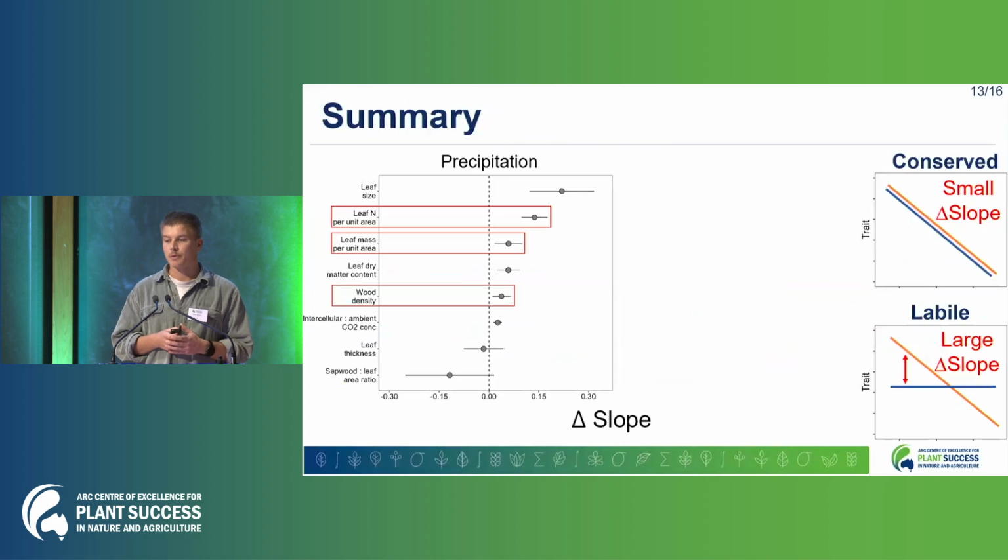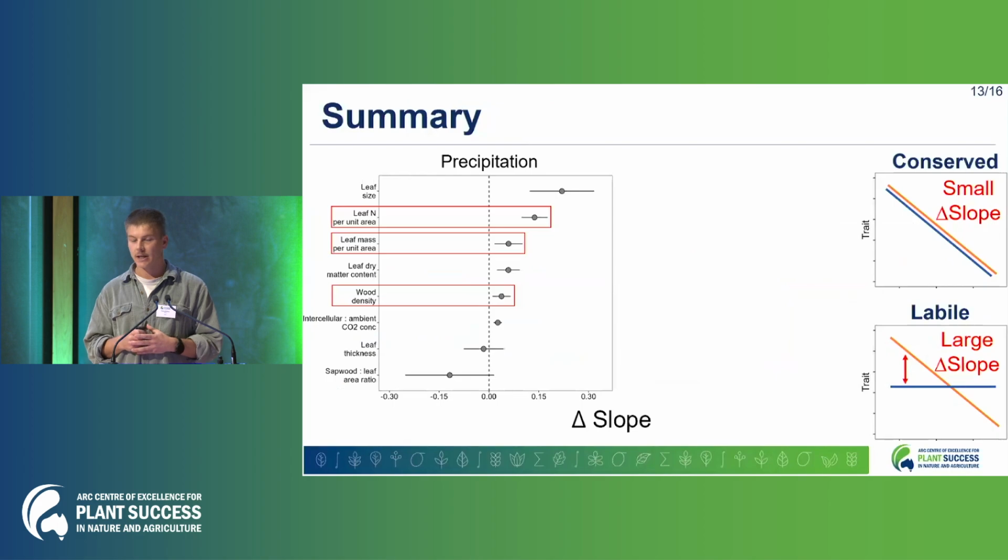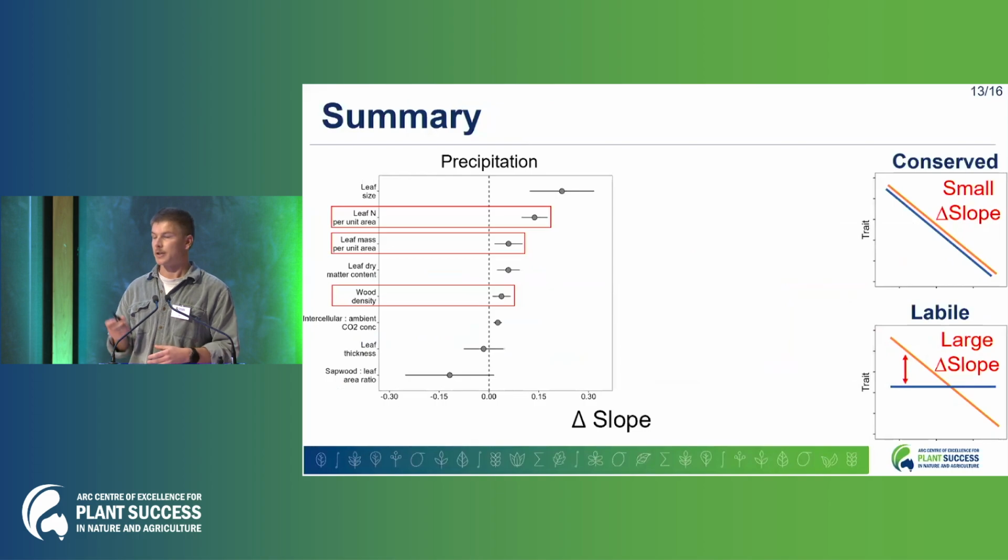So then what we did was we calculated this delta slope for all 8 traits. I've just highlighted the 3 that I've talked about today. Again, this is on standardised predictors to allow comparisons between the traits, where a larger number indicates a more labile trait and a smaller number a more conserved trait. And if those confidence intervals overlap 0, it means that there was no significant difference in those slopes.